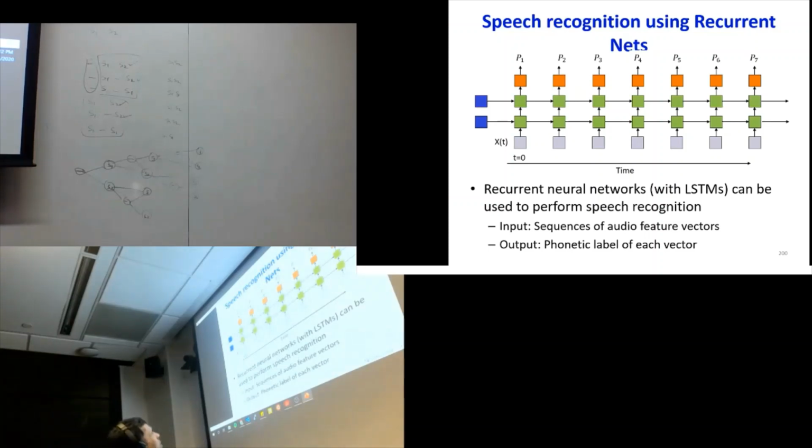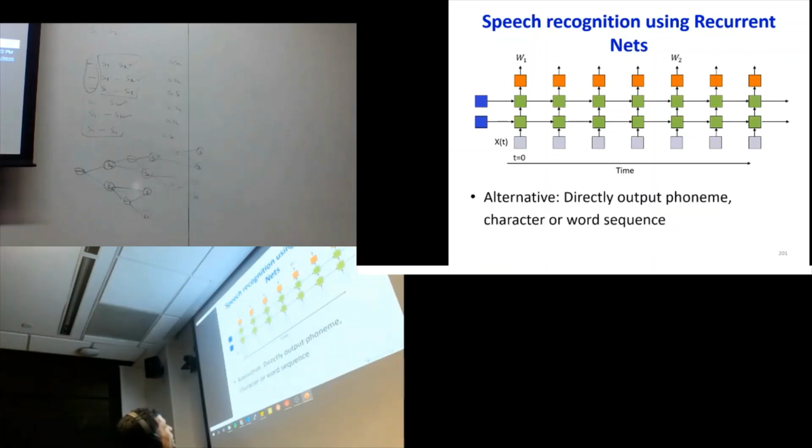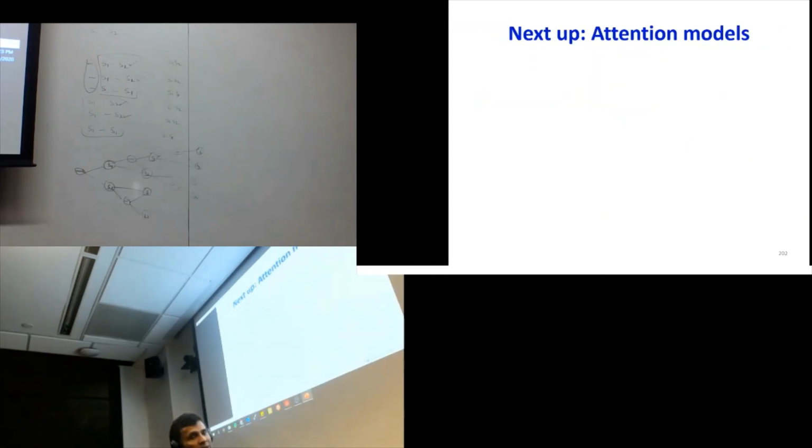So here is a typical instance. Recurrent networks with LSTMs can be used to perform speech recognition. The input is going to be a sequence of audio vectors. The output can be a phonetic label for each vector, or instead of having just phonemes, you can directly output characters or even words. There are various other variants.